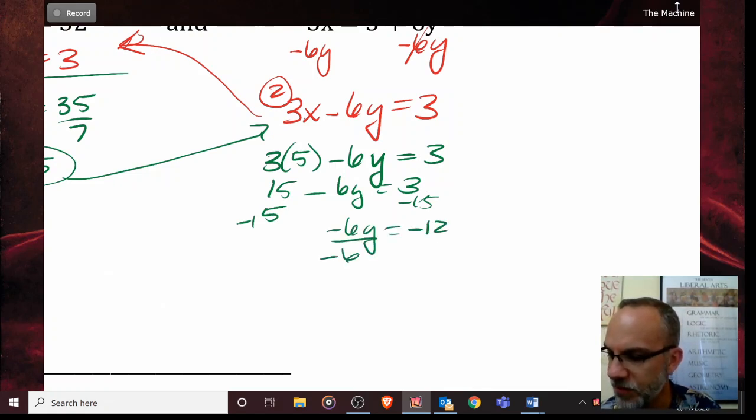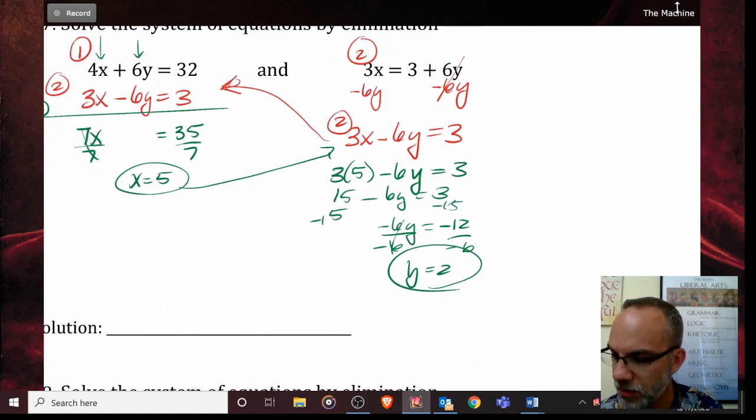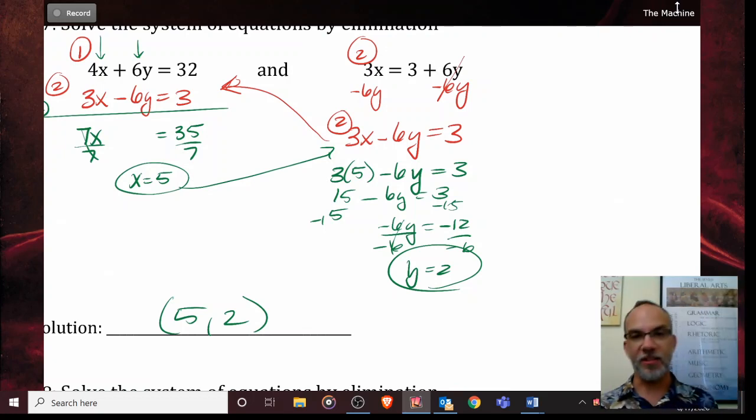And then divide by negative 6 and divide by negative 6. So I get y is equal to 2. Bada bing. So final solution, 5, 2. Oh my goodness, yes. Got it. I did it previously. I'm just double checking myself.